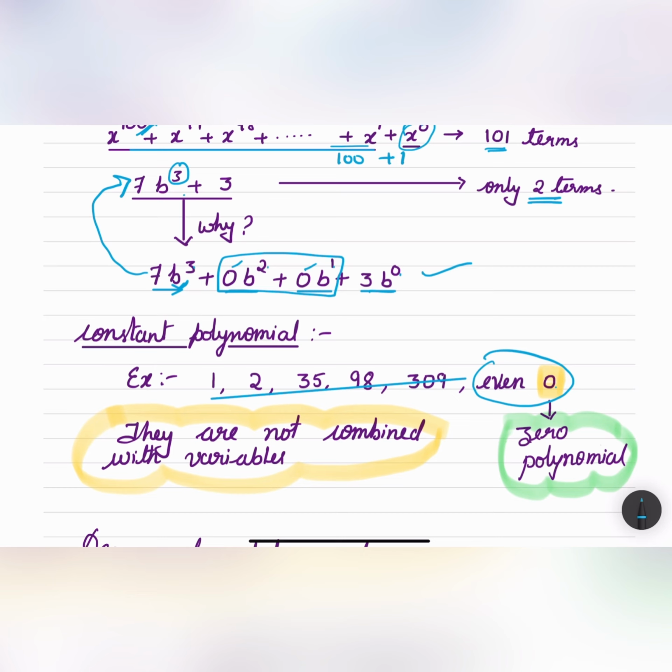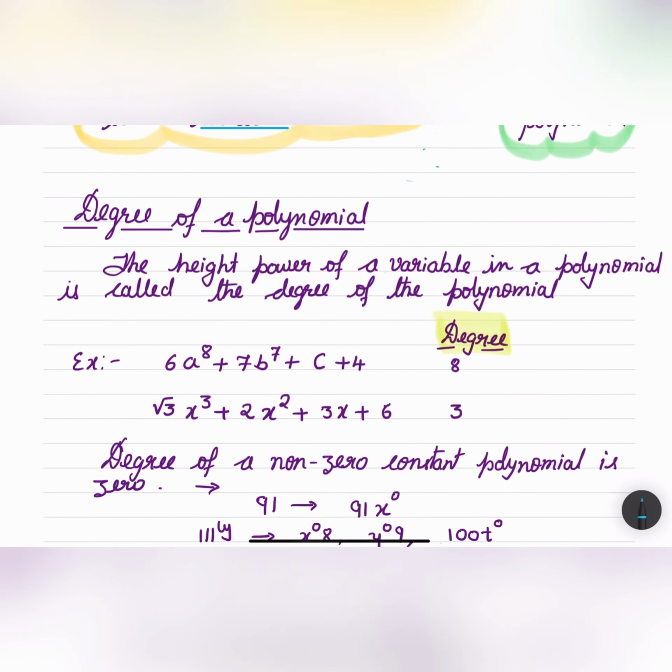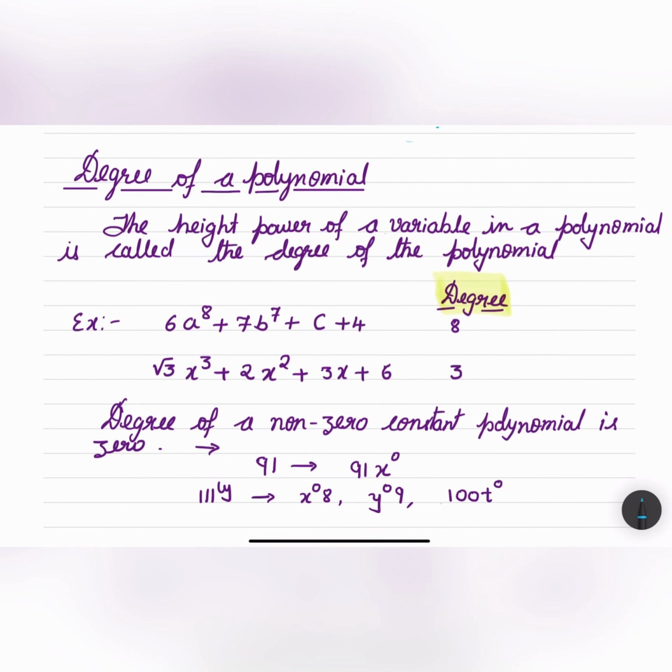And they are not combined with variables. So these are not combined with variables like 2x, 35y square. So this will not be there, right? So they are called the constant polynomials. And the polynomial which is 0 is called a 0 polynomial. That's all.